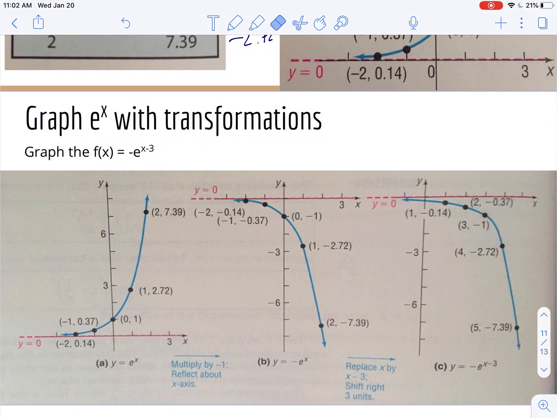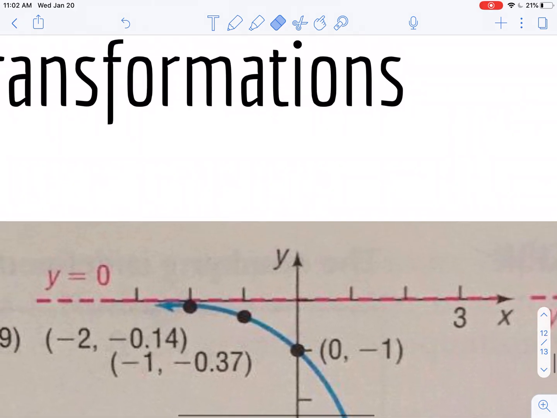So if I want to graph e to the x with transformations, so I've got f of x is equal to negative e to the x minus 3. So here, first thing that I can see, our book does a really good job of going through and not only giving us the transformations table by table, but graph by graph.